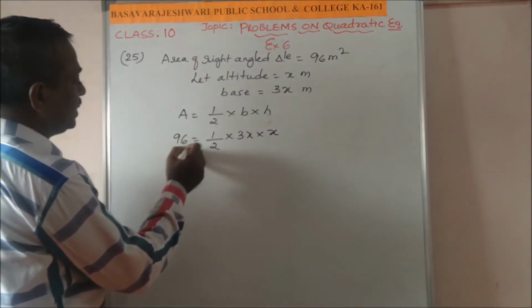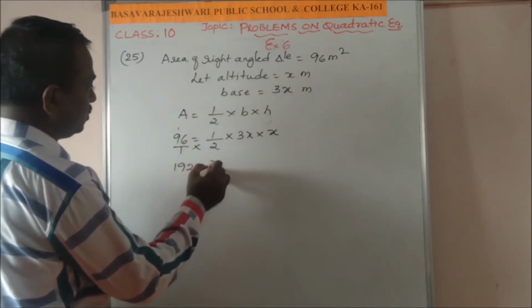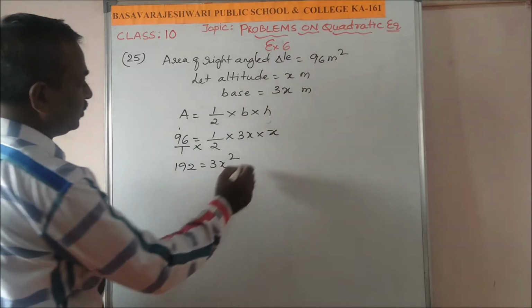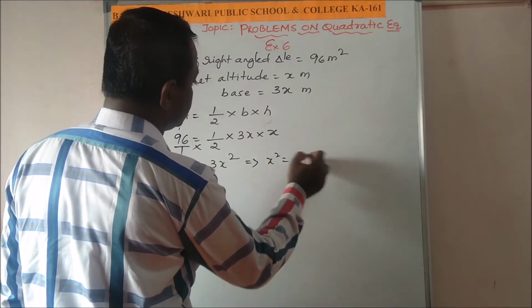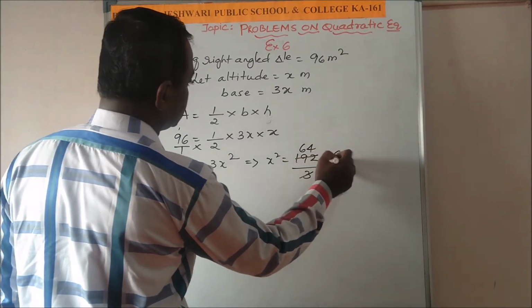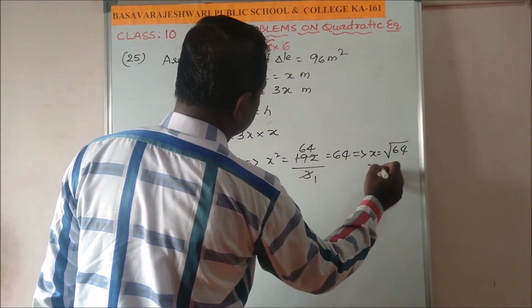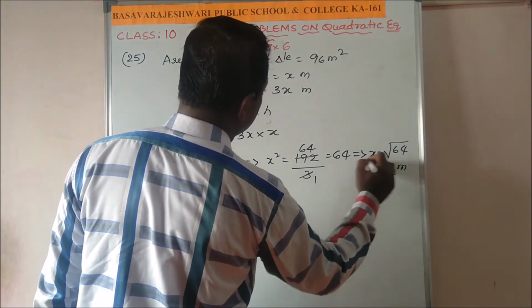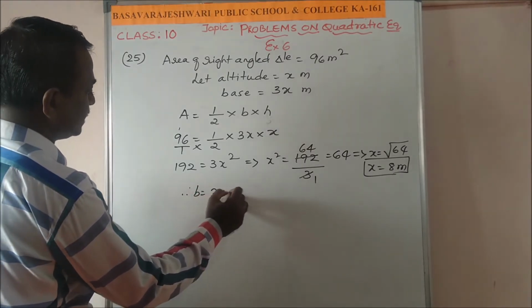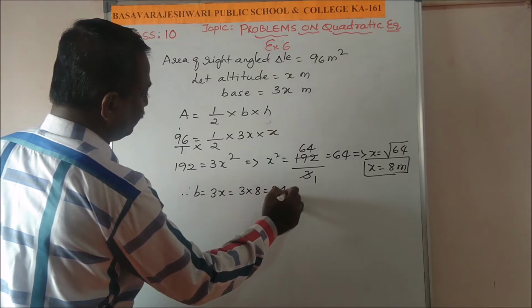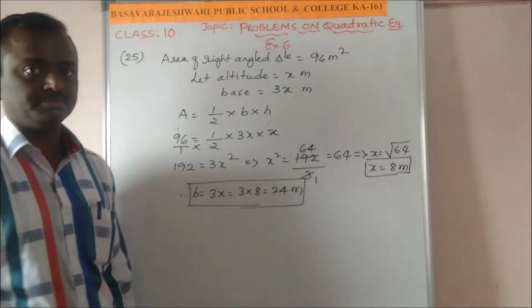So cross multiply. 2 6s are 12, 2 9s are 18, plus 1 is 19, 192 is equal to 3x square. Therefore, x square is equal to 192 by 3. 3 6s are 18, 1 remains, 3 4s, that is 64. This implies x is equal to square root of 64, which is 8 meters. Therefore, base is equal to 3x, 3 into 8, that is 24 meters. So that is the answer. Note down this.